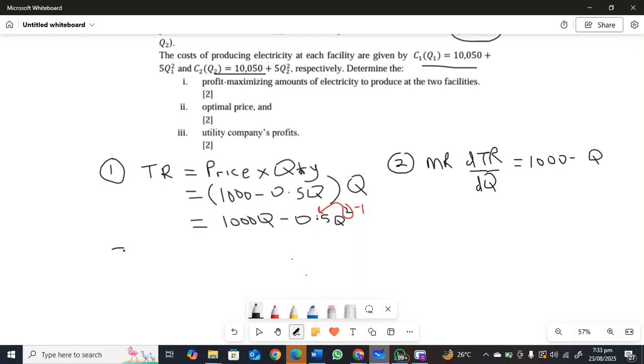So number 3, get marginal cost. We derive this 10,050. We will say the marginal cost function for facility 1.